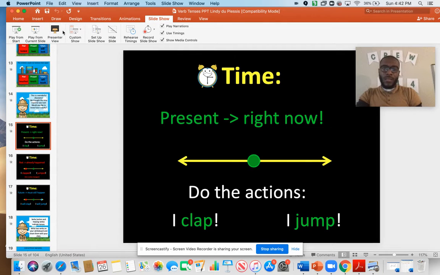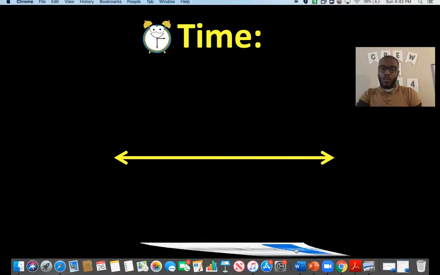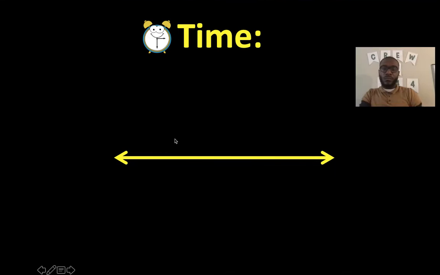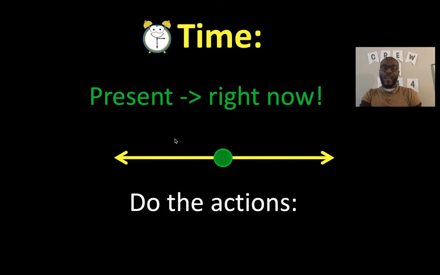So I'm going to come to our slide here and open it so that we can see. Oh, there we go. So we said verb tenses tell us when an action is taking place. That has a lot to do with time. The first one we're going to talk about today, friends, is the present. Present talks about an action that is happening right now.